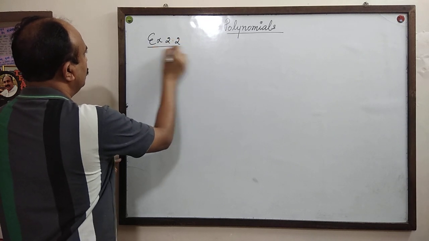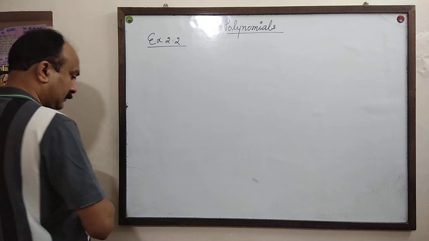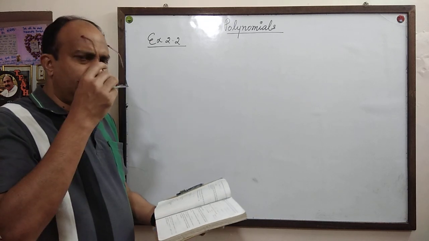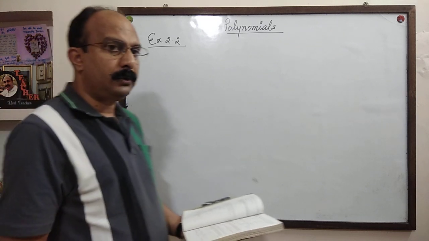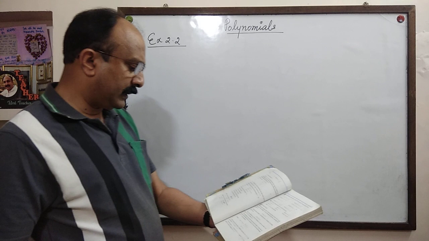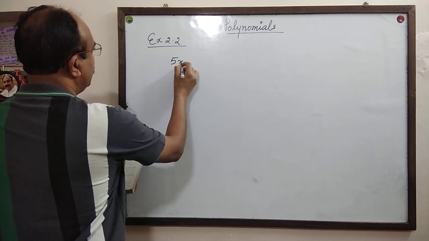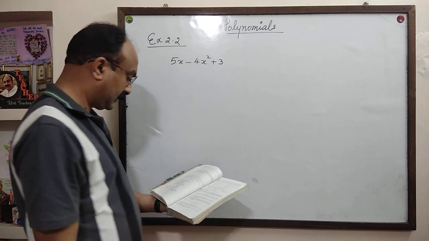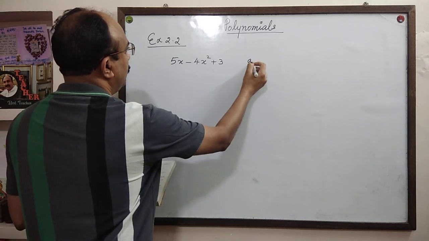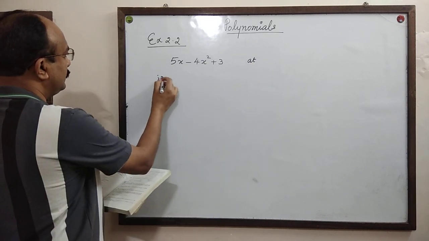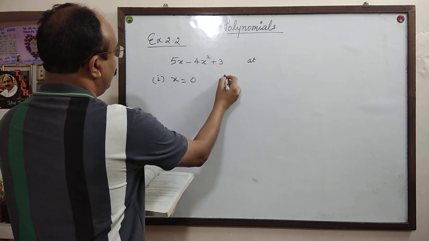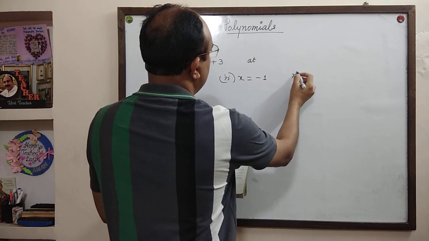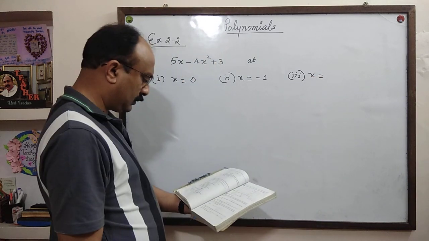Exercise 2.2. Question number 1. Find the value of the polynomial 5x minus 4x square plus 3 at, first one x is equal to 0, second one x is equal to minus 1, and third is x is equal to 2.